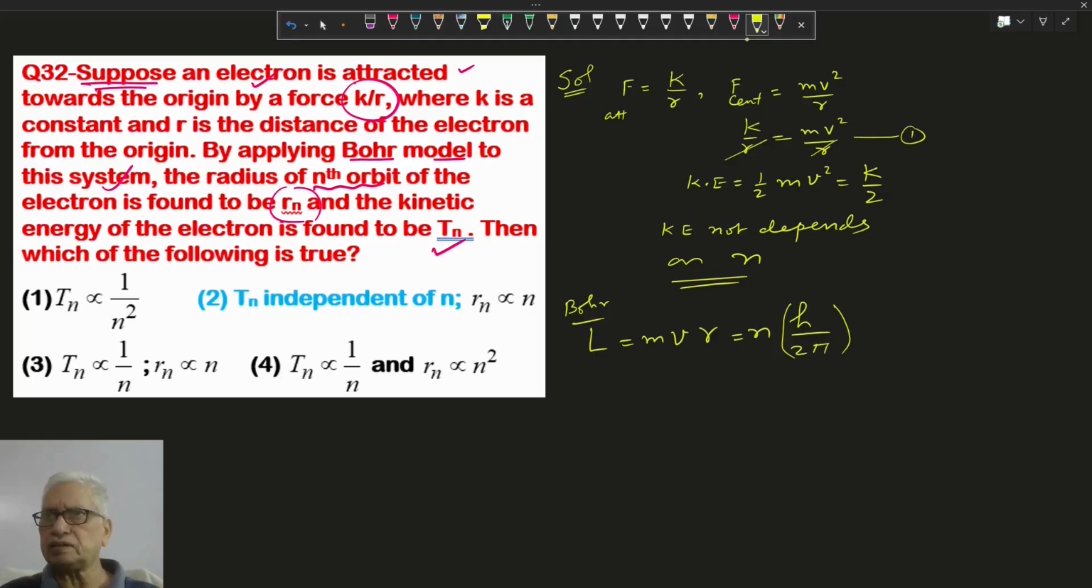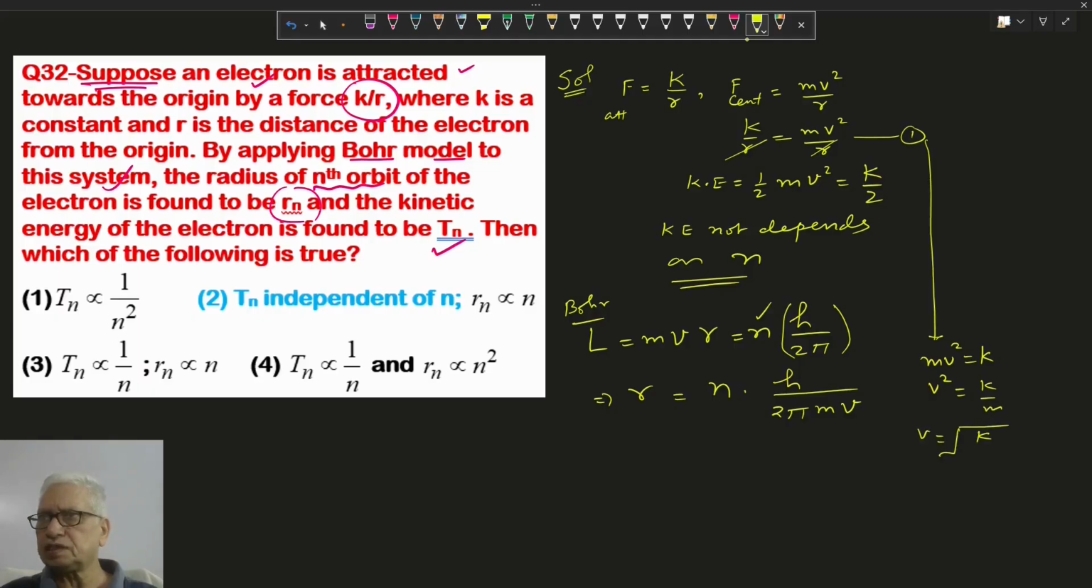h is the Planck constant, n is the integer. Now R can be written as n h upon 2 pi m v. Now from the first equation, m v square equals k, so v square is equal to k by m, and v will be root of k by m.